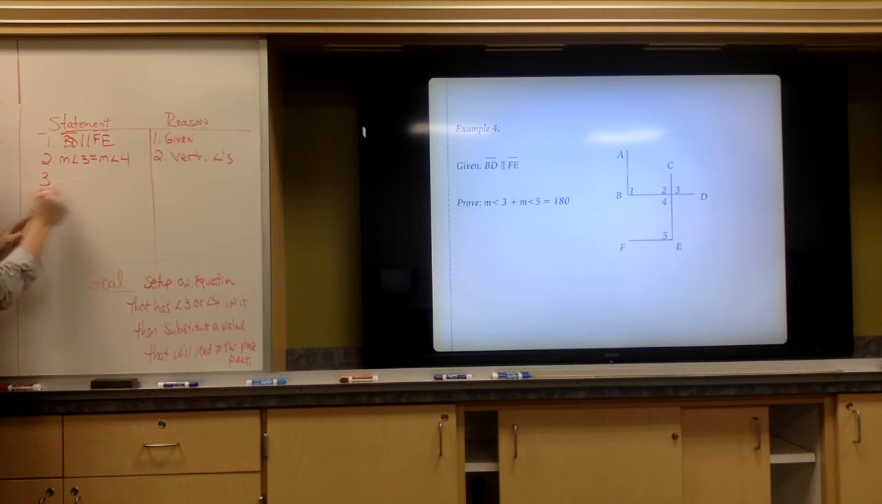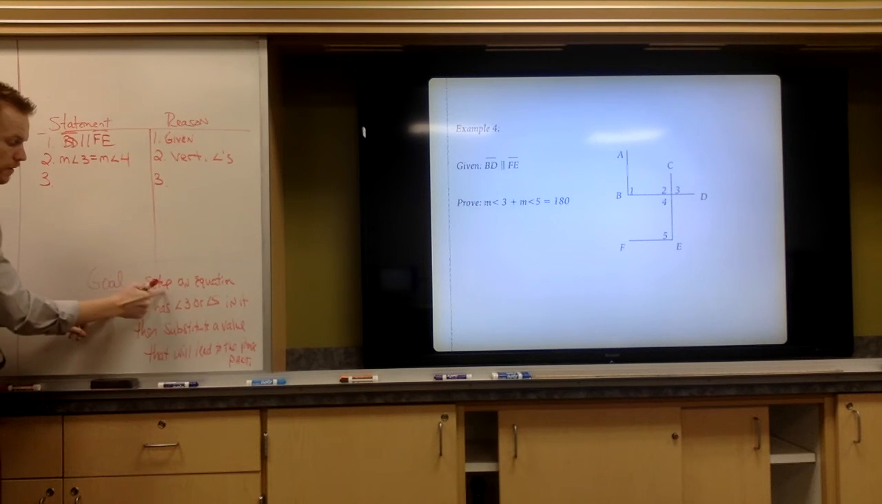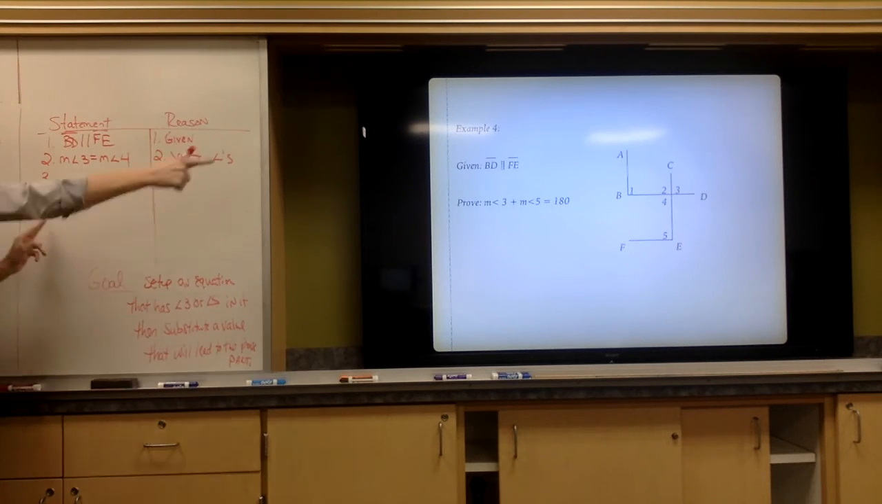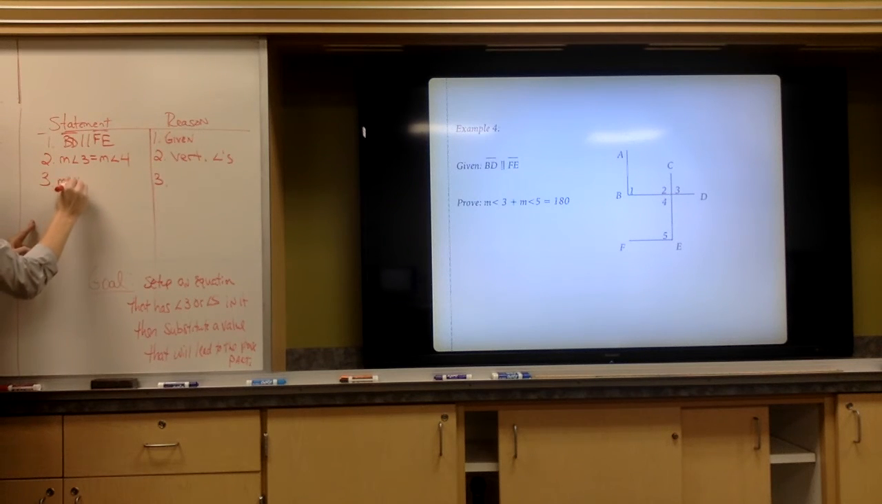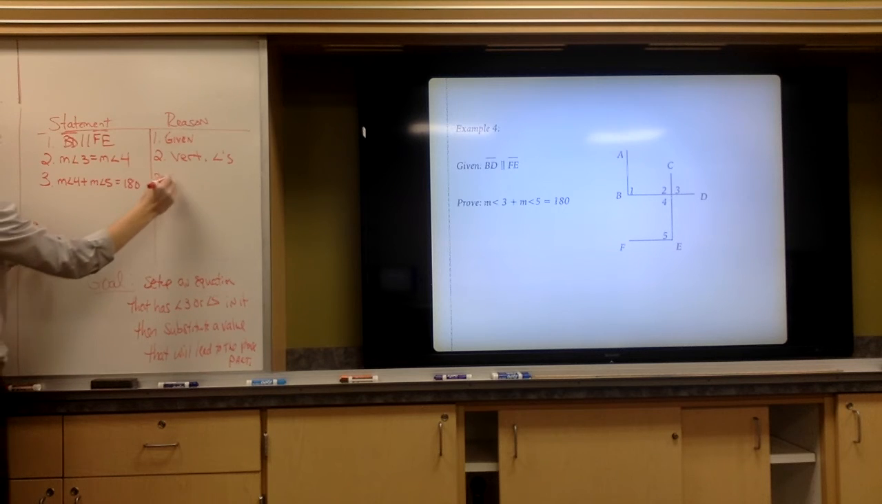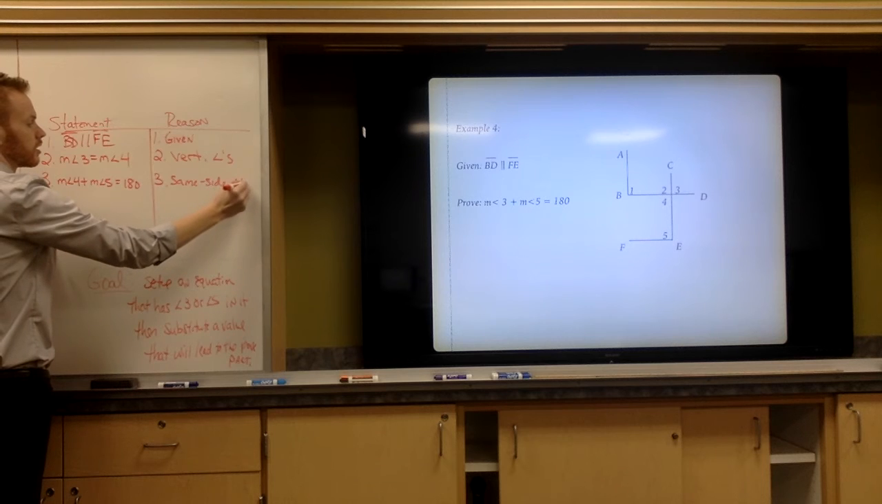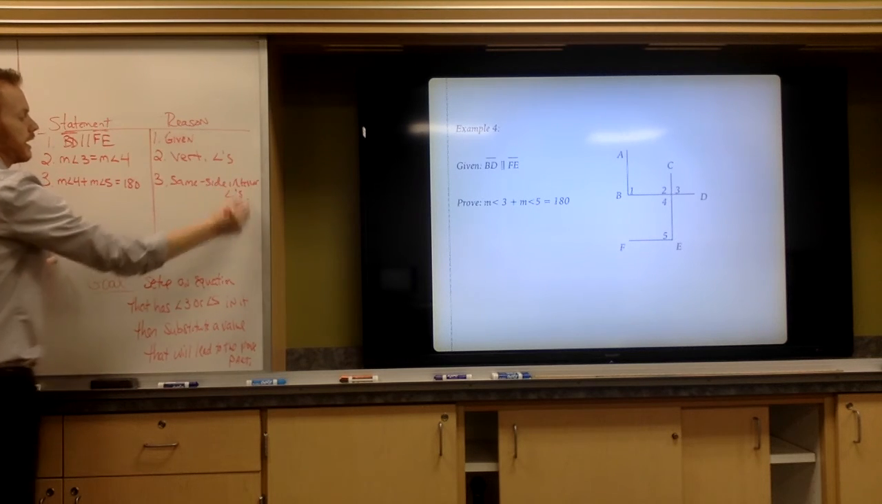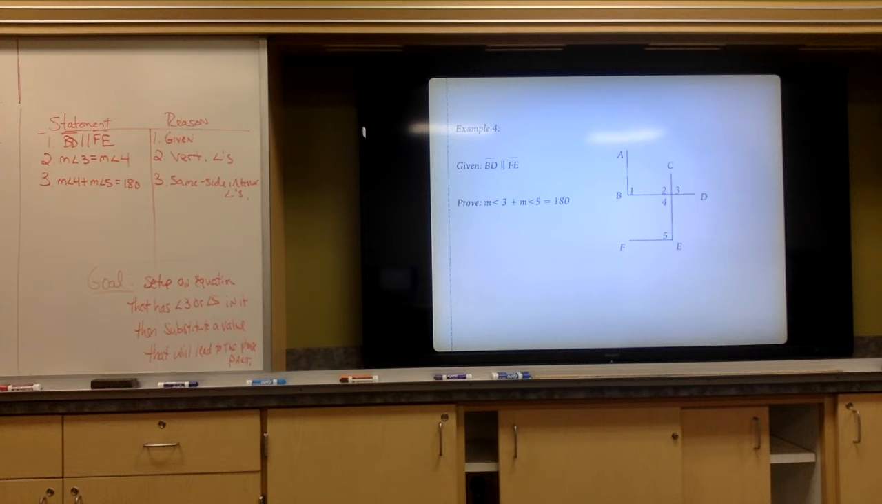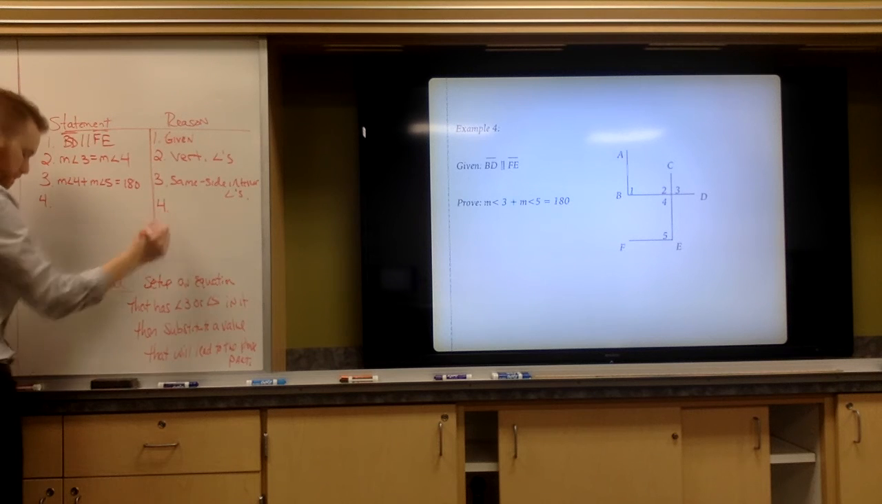So my next step, we want to come up with an equation that has 3 or 5 in it. So I'm going to say the measurement of 4 plus the measurement of 5 equals 180 degrees because they are same side interior angles. Okay? So I created an equation that has one of the angles I'm looking for. Now, here's the cool part. And maybe you see this already.